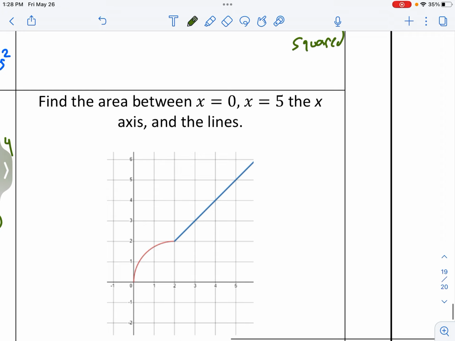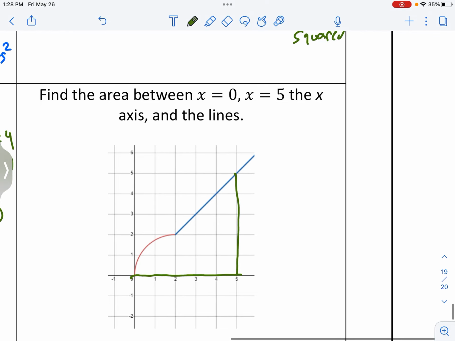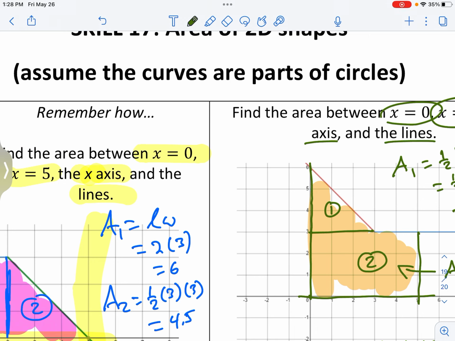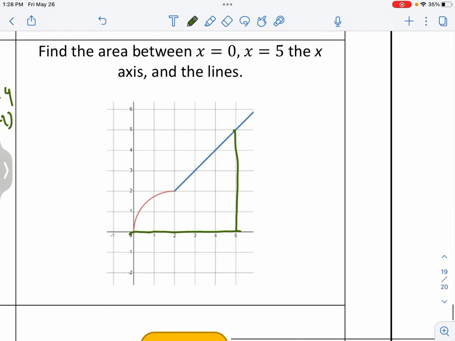Okay, we're going to keep it between 0 and 5, and we are also going to keep it on the x-axis. So here's 5, x-axis at the bottom, and the lines. The instructions at the top of the sheet say to assume the curves are parts of circles. So this is 1/4 of a circle. So we're going to cut it off here, and then we have a triangle. So circle, triangle, rectangle. Well, the area of a circle is pi r squared, but it's 1/4 of a circle, so we want to cut it into 4 parts, 1/4 of it.